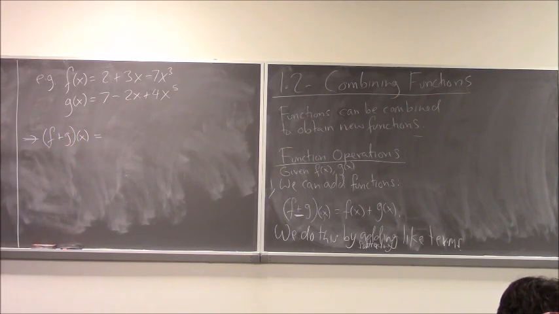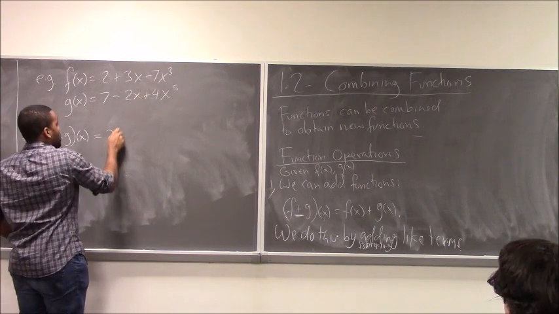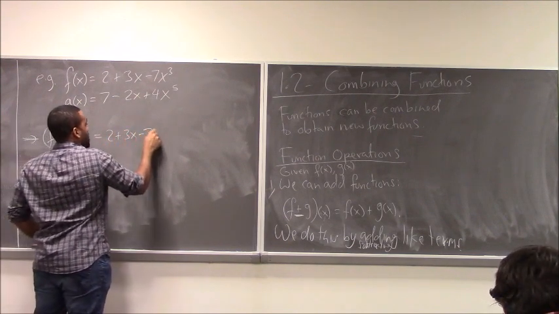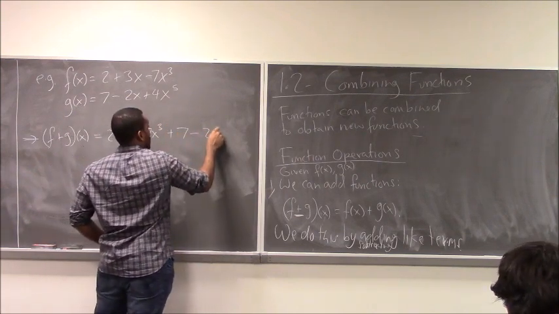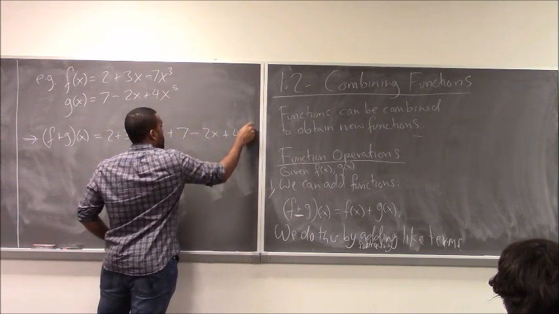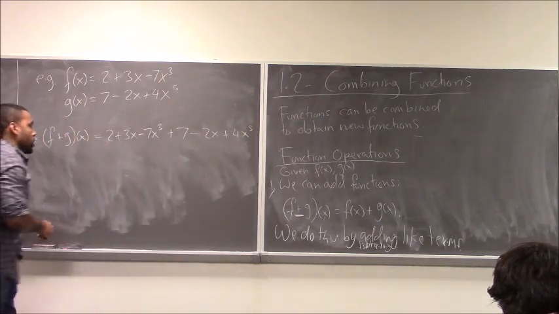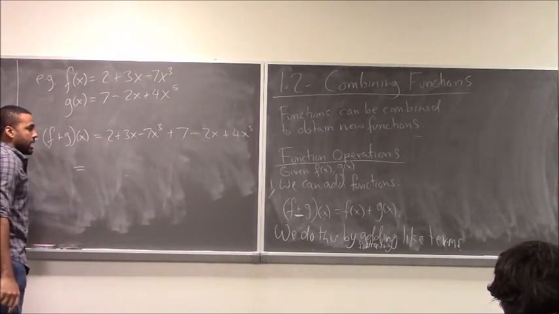find the sum of these two functions, adding them together by adding like terms. So we can do 2 plus 3x minus 7x cubed plus 7 minus 2x plus 4x to the fifth. And what you do is you combine the like terms.